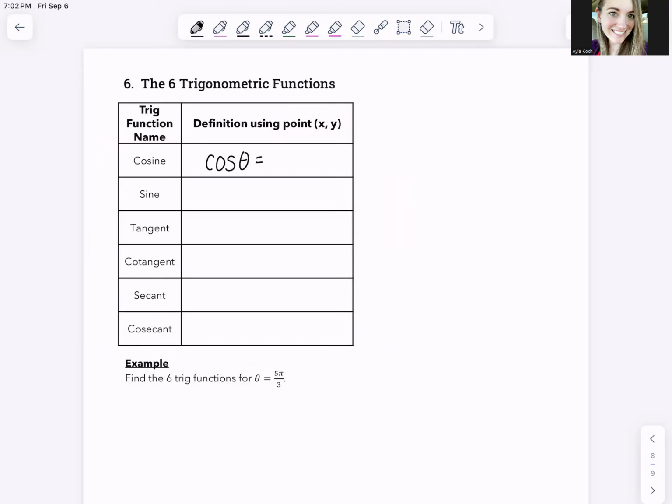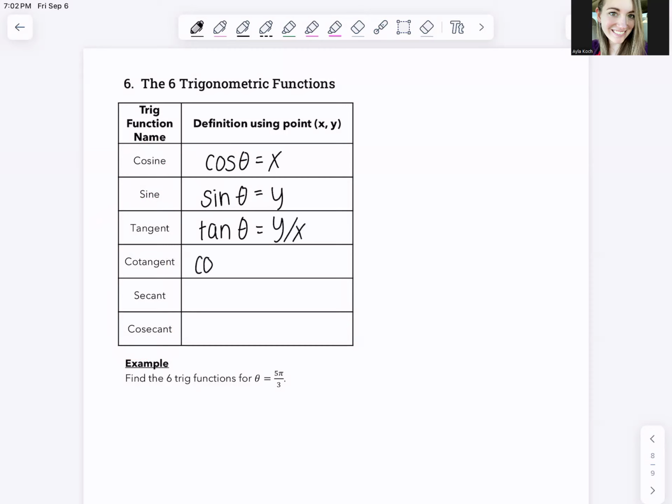Cosine of theta, if we're using the terminal point on the unit circle, cosine is x. Sine of theta is y. Again, even though this says cos, you don't say cos, you say the full name, cosine, sine, and for these remaining 4, their full names as well. So tangent of theta, which we write as tan theta, all the trig functions, they'll have 3 letters. That is y divided by x.